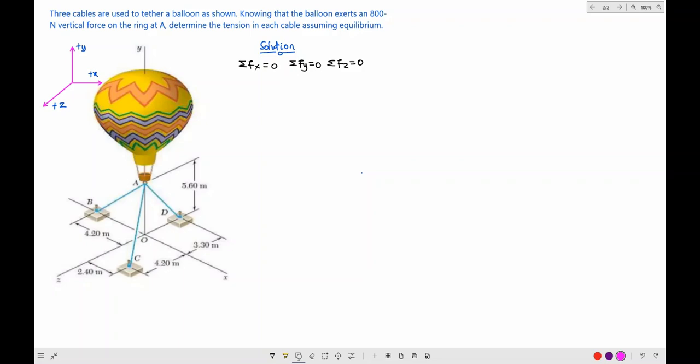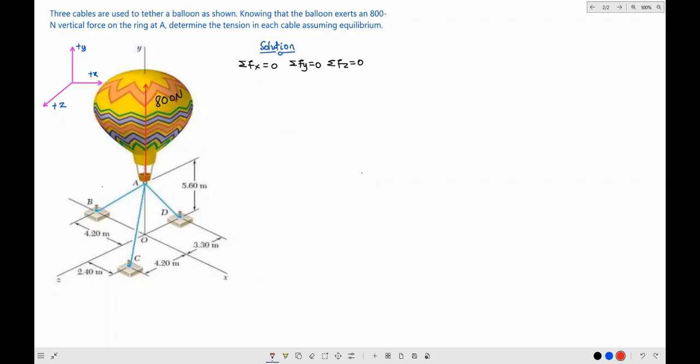What will happen is that the balloon is exerting an 800 Newton force in the upward direction, which I'll indicate here. The balloon is trying to pull up, but the tensions in the cables are pulling it down. So what you have to do is find the tensions that will cause the system to be in equilibrium, because the balloon is pulling up and the tensions in the cables are holding it in position. So you have to find the tension in the cables.